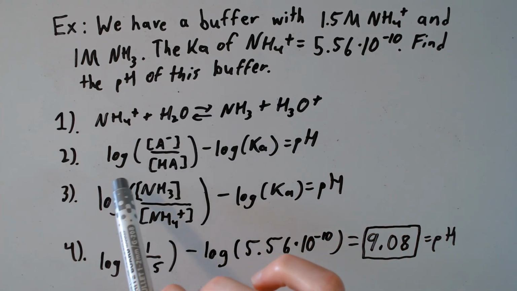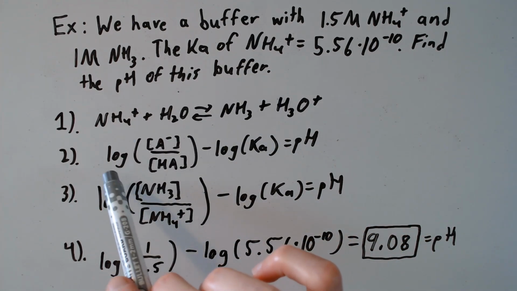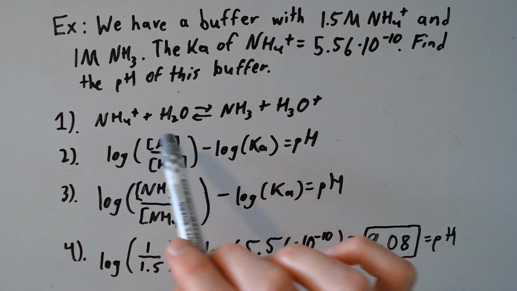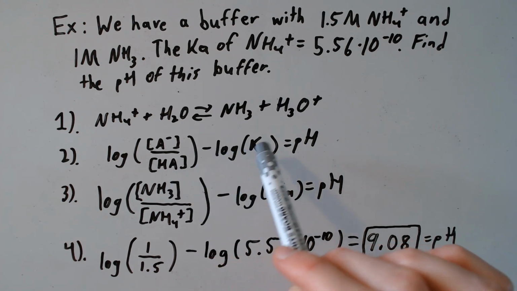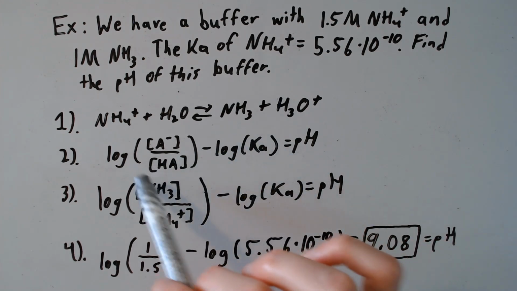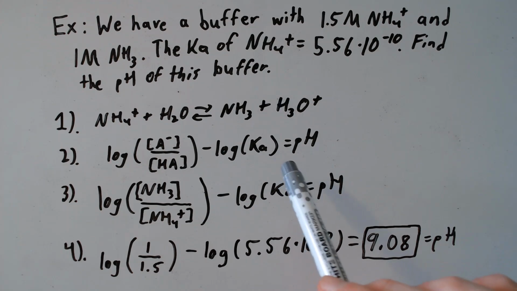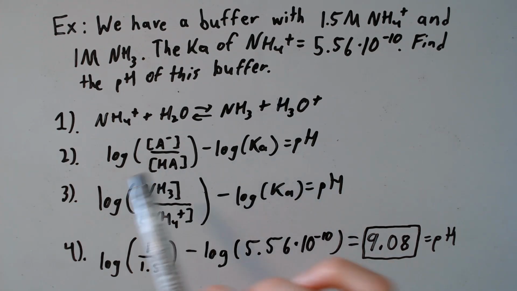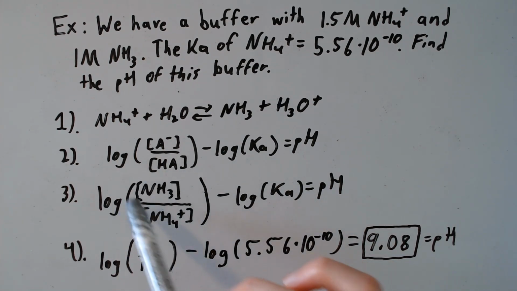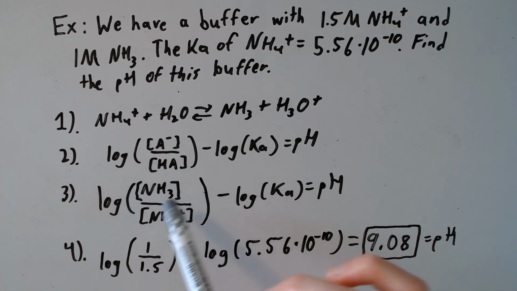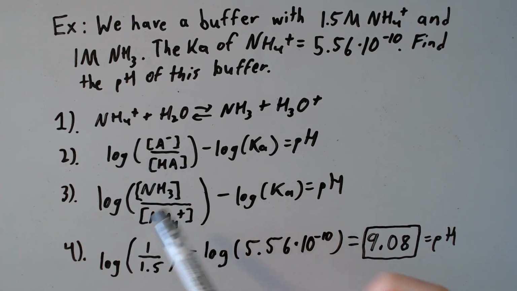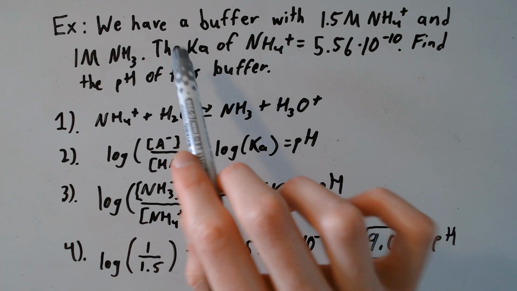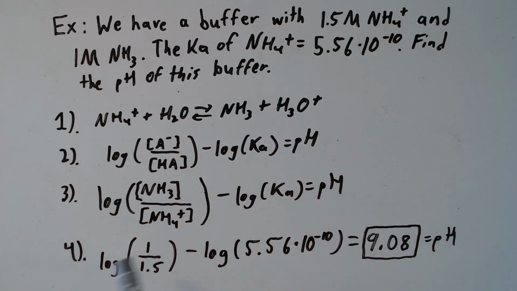We also know that the Henderson-Hasselbalch equation states: logarithm of the weak conjugate base concentration over the weak conjugate acid concentration, minus the logarithm of the Ka constant for this HA, equals the pH. Well, then we just plug in the logarithm of the weak conjugate base, in this case NH3, over the weak conjugate acid, NH4 plus, minus the logarithm of the Ka, which is given above, equals the pH. And then it's very simple.